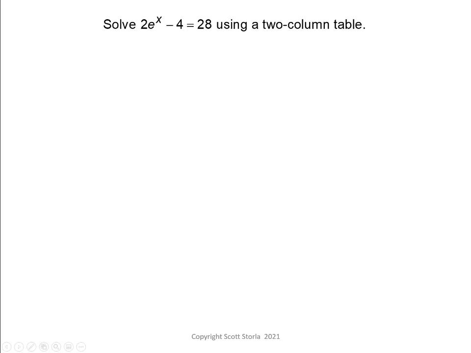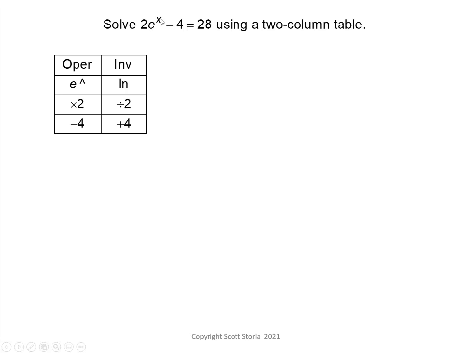How about here? This time we have three operators, 1, 2, 3. If x was a number, I would first find e to the x, and then I'd multiply by 2, and last I would subtract 4. Here are my inverse operators. Again, I want to use ln because my original base was e.